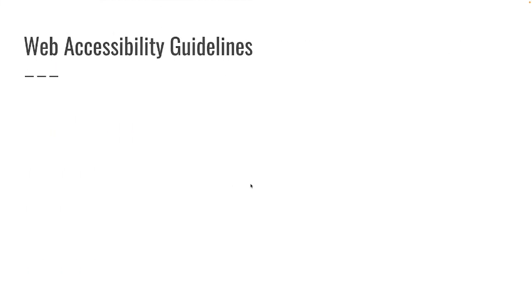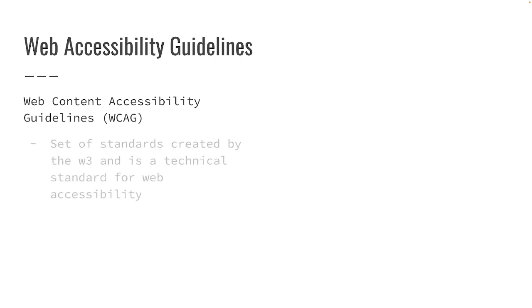All right, so web accessibility guidelines. Primarily, a lot of the things that we do are guided by the Web Content Accessibility Guidelines because they have the most robust set of guidelines out there. These are a set of standards. They were created by W3C, and it is a technical standard for web accessibility.